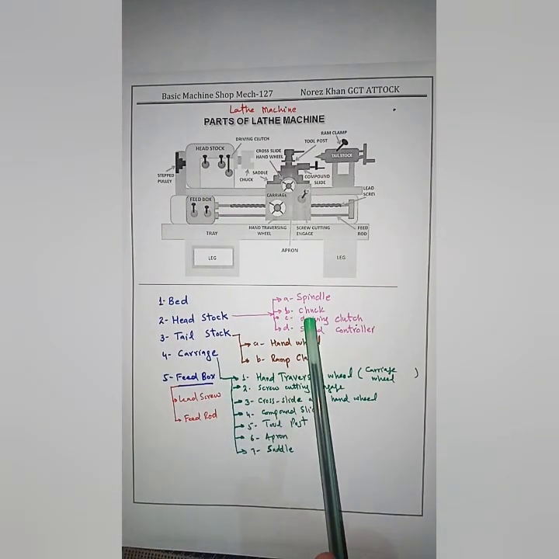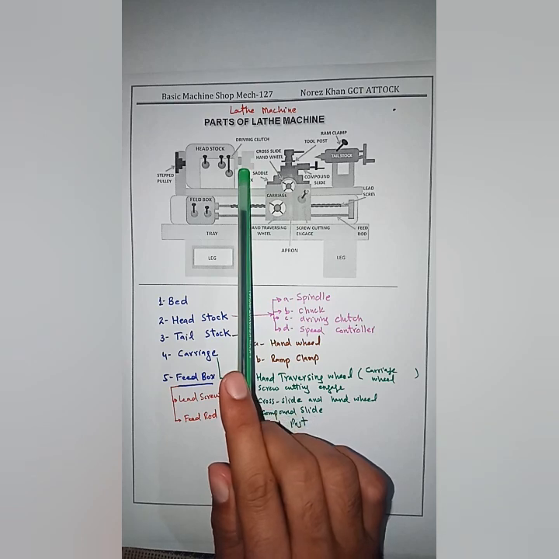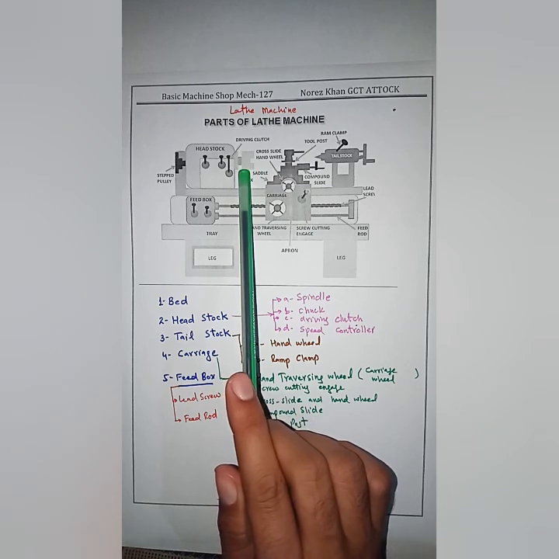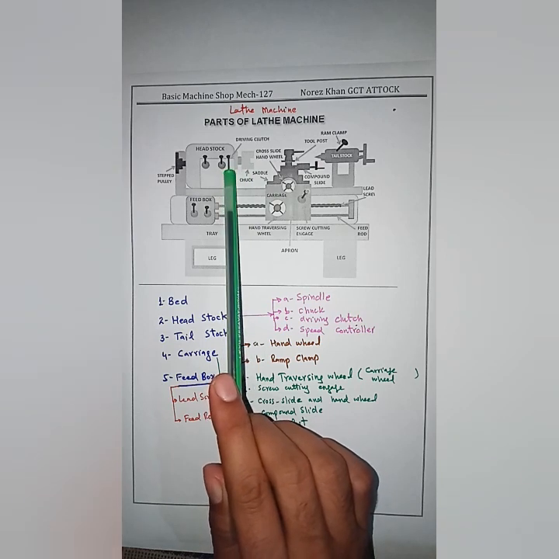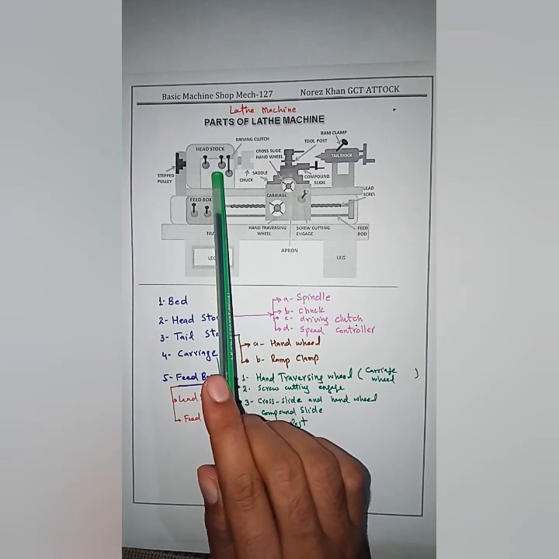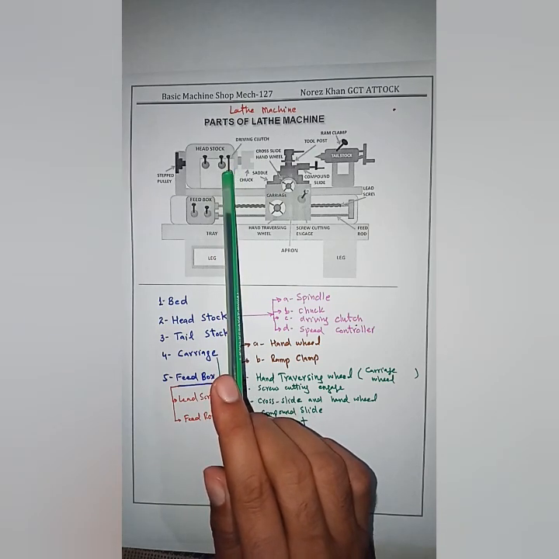Second part is a chuck. A chuck is used to hold and rotate the workpiece. It is bolted to the spindle. It rotates when the spindle rotates. Chucks are of two types, 3 jaws chuck and 4 jaws chuck.